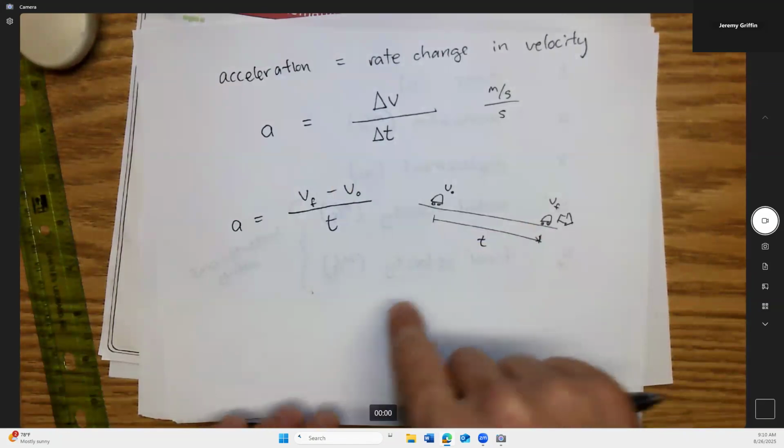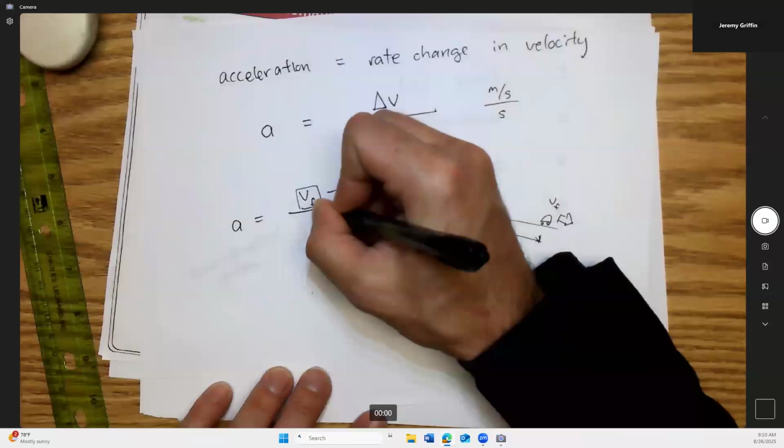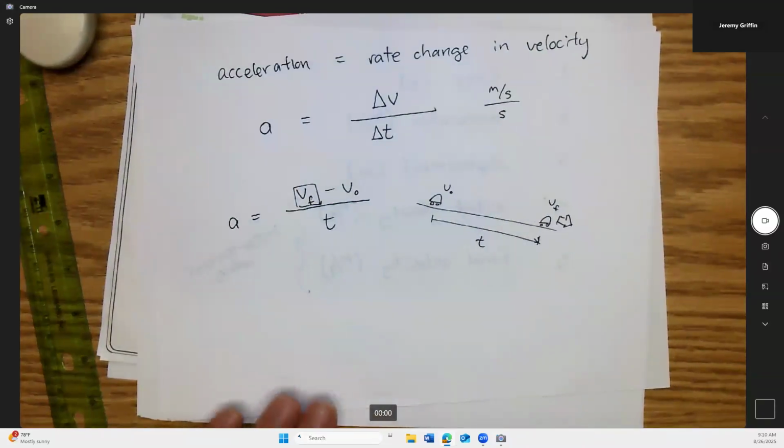Okay. Let's do a little algebra rearrangement. I want to solve for this V final. Yeah, just for fun. Let's see what happens. Well, actually, more than just for fun. All right, giving you guys a head start. Can you guys do a little algebra? Solve for that V final.